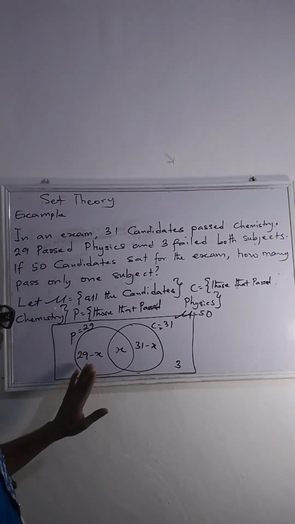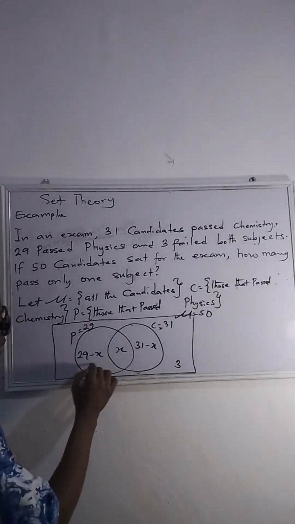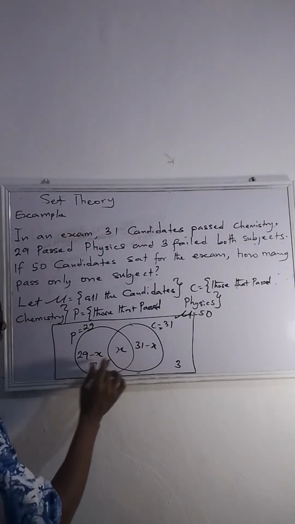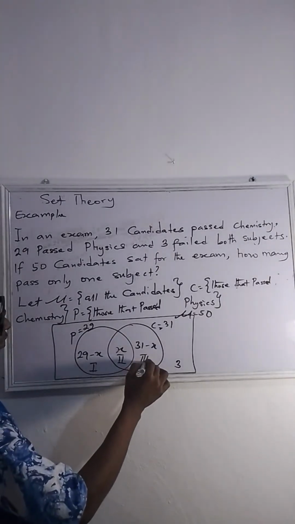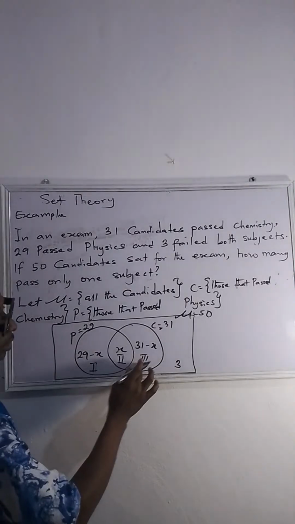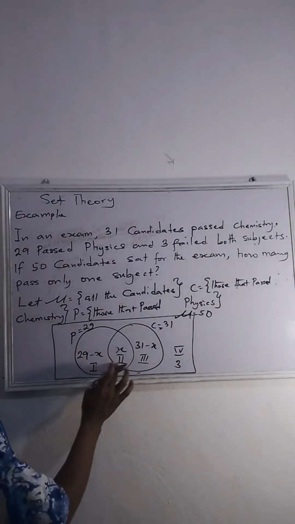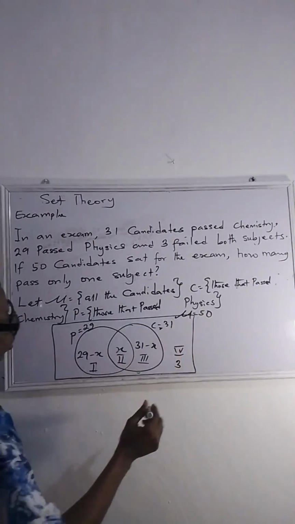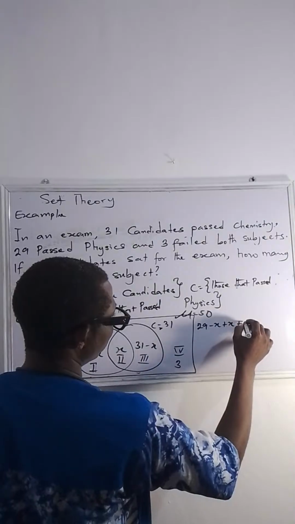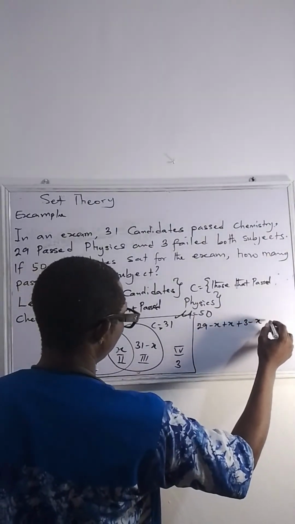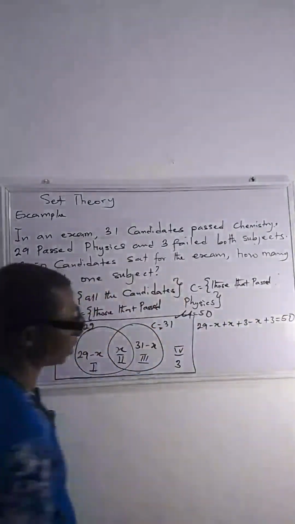Now when you add these 4 parts together, it's going to give you the universal set. So this is part 1, only physics. Part 2, those that pass physics and chemistry. Part 3, those that pass chemistry only, and part 4, those that fail. When you add these 4 parts together, you equate it to 50. So we have 29 minus x plus 31 minus x plus 3 equals 50. Okay, that is what we have.